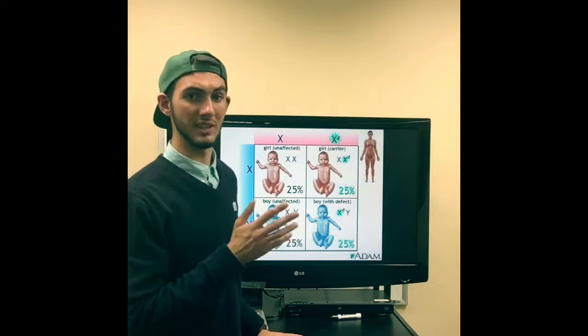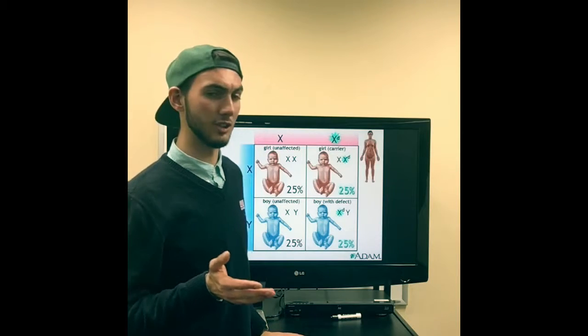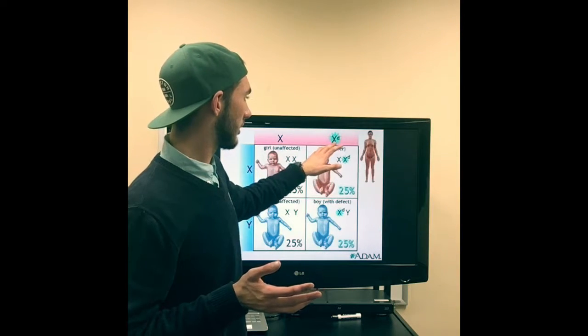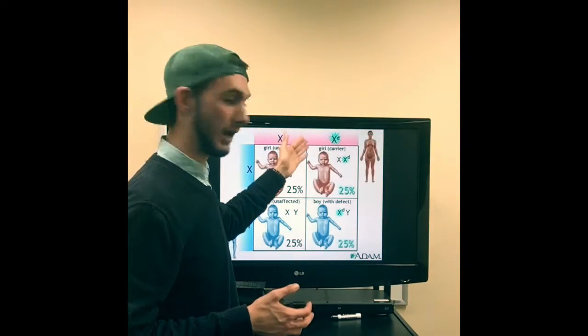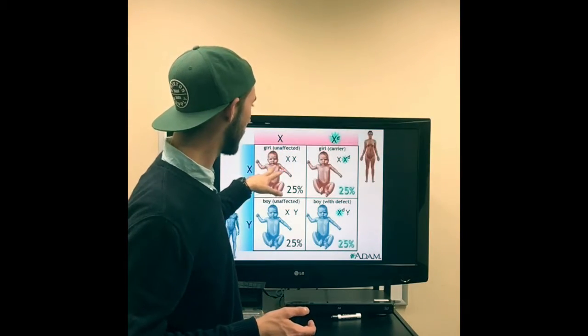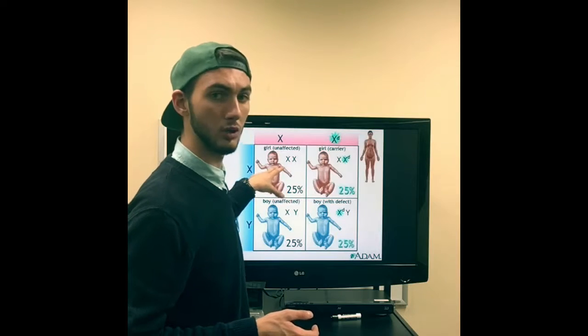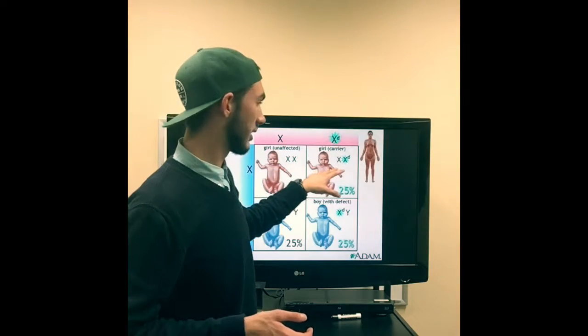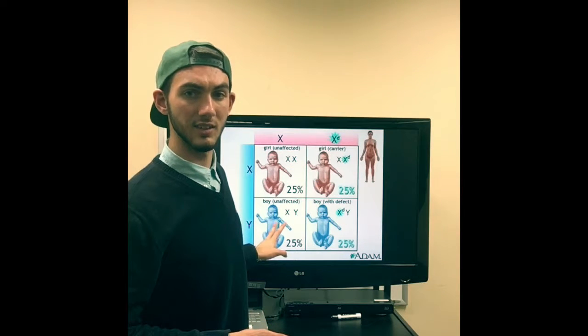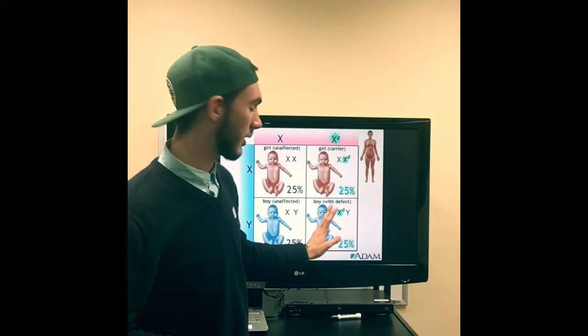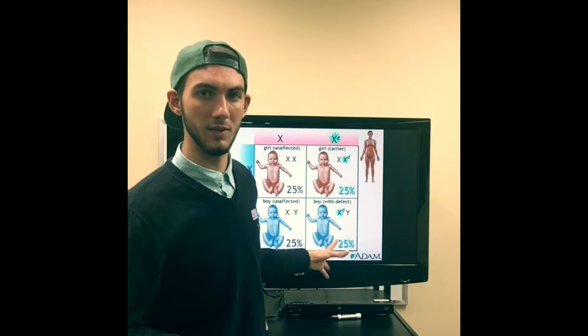So if you had a mother who was a carrier of Duchenne or Becker muscular dystrophy, she would have been passed it on by her mother. Now, here we have a typical male and a carrier female. When this happens, there's a 1 in 4 chance that the girl is going to be unaffected, a 1 in 4 chance that the daughter is going to be a carrier, a 1 in 4 chance that the boy is not going to be affected, and a 1 in 4 chance that the boy is going to be affected.